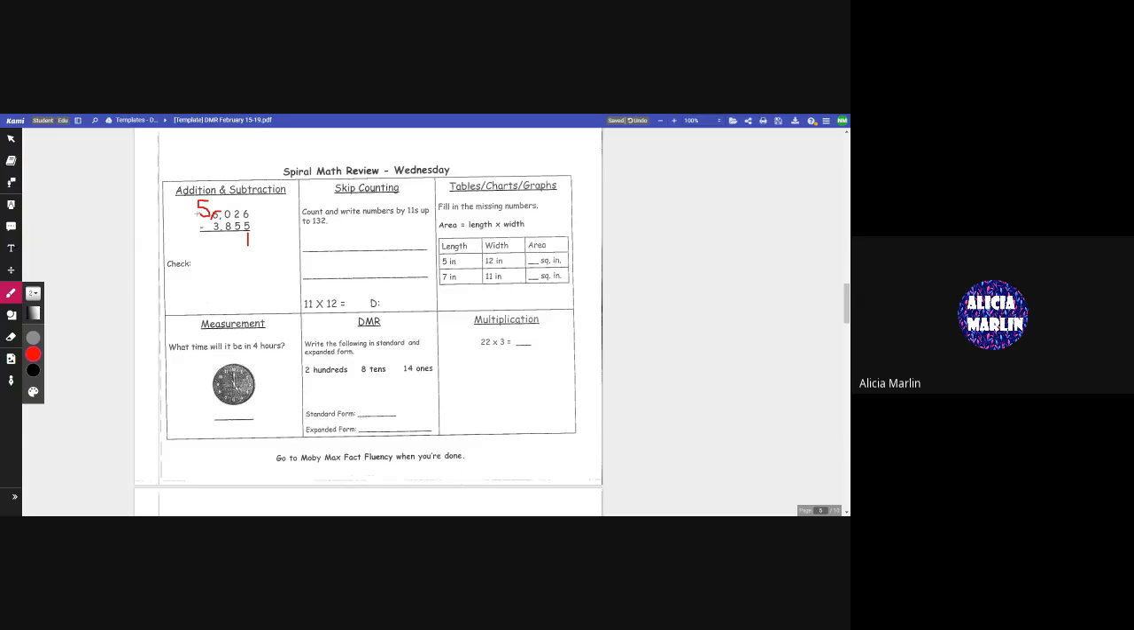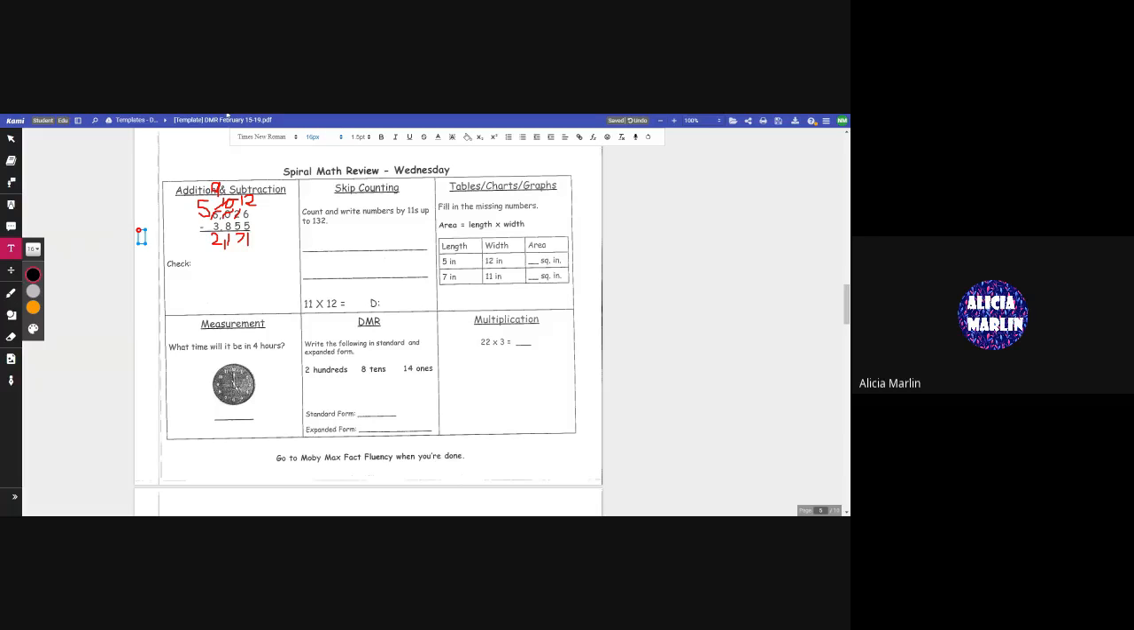And if I borrow a group of 1,000, 1,000 equals 10 hundreds. So instead of 0 hundreds, now I have 10. I'm going to borrow one of those and bring it over here to the tens. A group of 100 is 10 tens. So now I have 12 tens. 12 minus 5 equals 7. 9 minus 8 is 1. And 5 minus 3 is 2. 2,171.